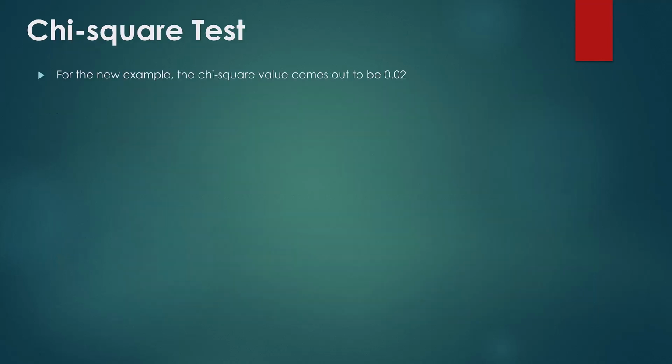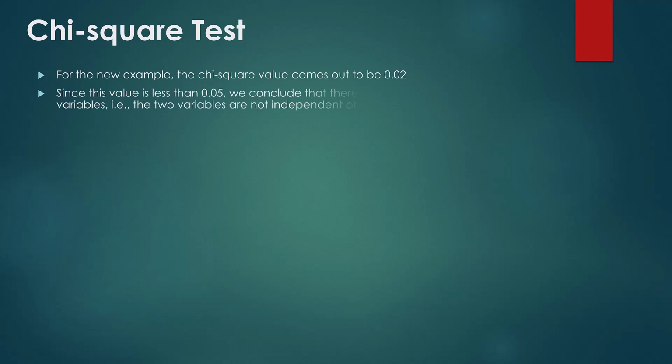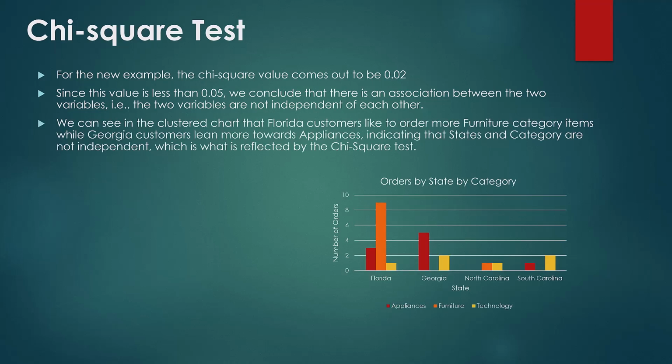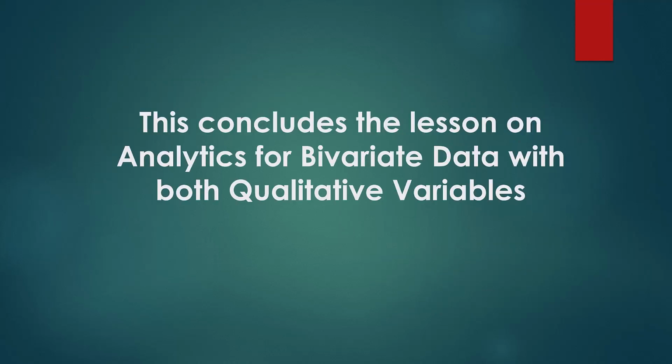In this new example, the chi-square test value comes out to be 0.02, and since this value is less than 0.05, we conclude that there is an association between the two variables. That is, the two variables are not independent of each other. We can see in this cluster chart that Florida customers like to order more furniture category items, while Georgia customers lean more towards appliances, indicating that state and category are not independent. And that is what is reflected by the chi-square test. So this concludes the lesson on analytics for bivariate data with both qualitative variables.